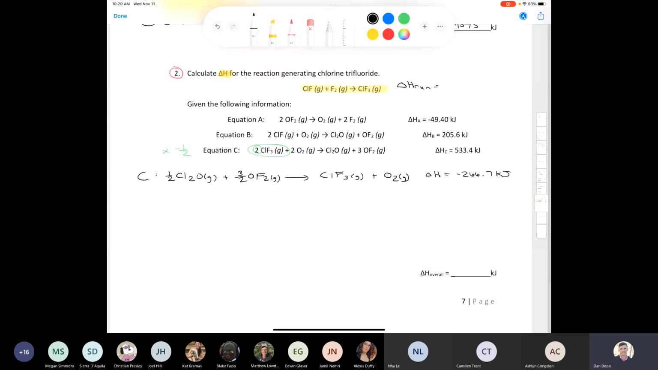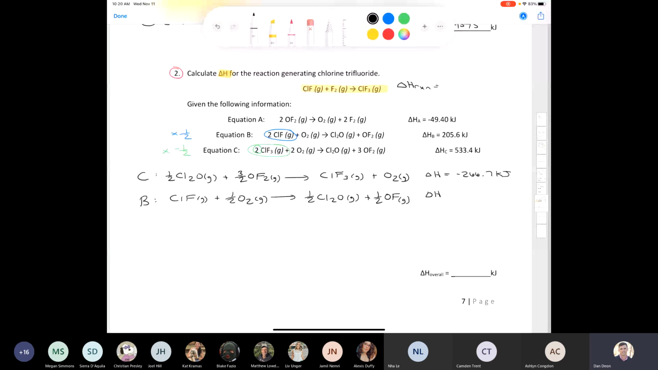Okay, so I took care of that. Then for the ClF, the starting material, the only place that I see that is right here. I don't see it anywhere else in here. So I'm going to have to take equation B and multiply it by 1/2, right? I have to divide everything by 2. So let's do that. So we're going to say we've got ClF gaseous plus 1/2 mole of oxygen produces 1/2 mole of Cl2O plus 1/2 mole of OF2 gaseous.